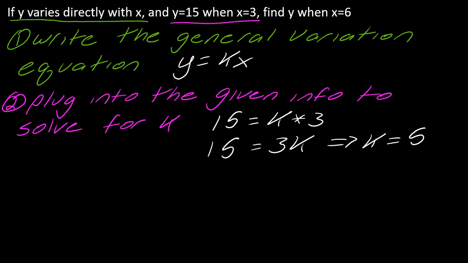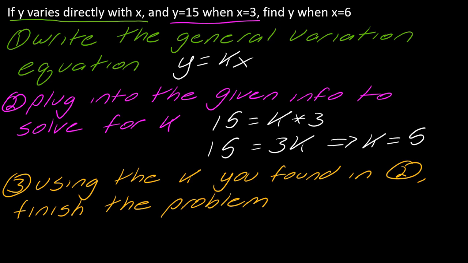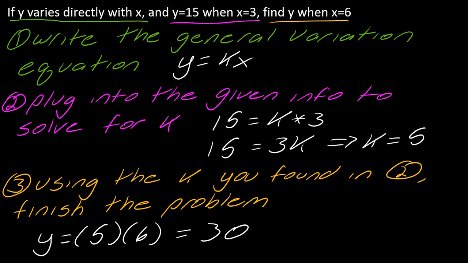I'll just write down the step. Using the k that you found in part 2, finish the problem. So this last piece of information here: find y when x equals 6. What I want to do is write y equals, and now instead of writing k, I'm going to put in a 5. Remember, we had y equals kx. So I put in a 5 for the k, and now x equals 6. So I just plug in 6. So what is y? Y is going to be equal to 30. So there you go.